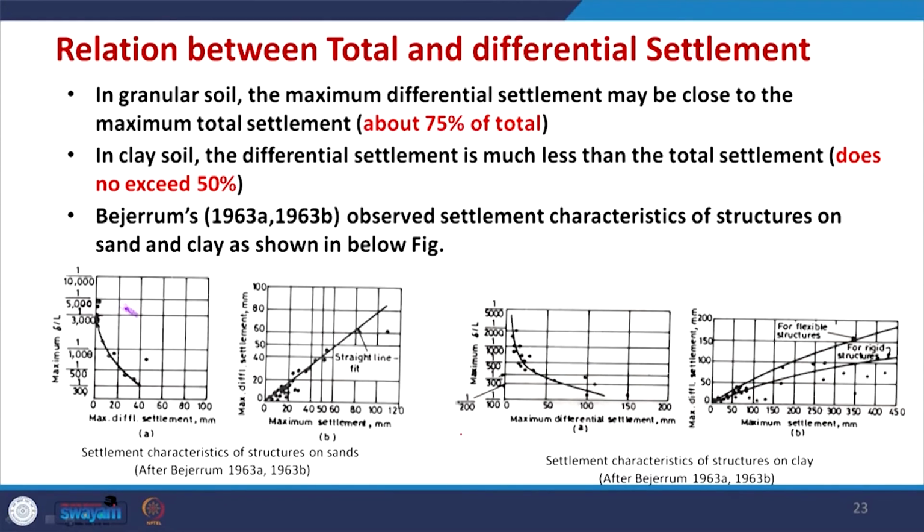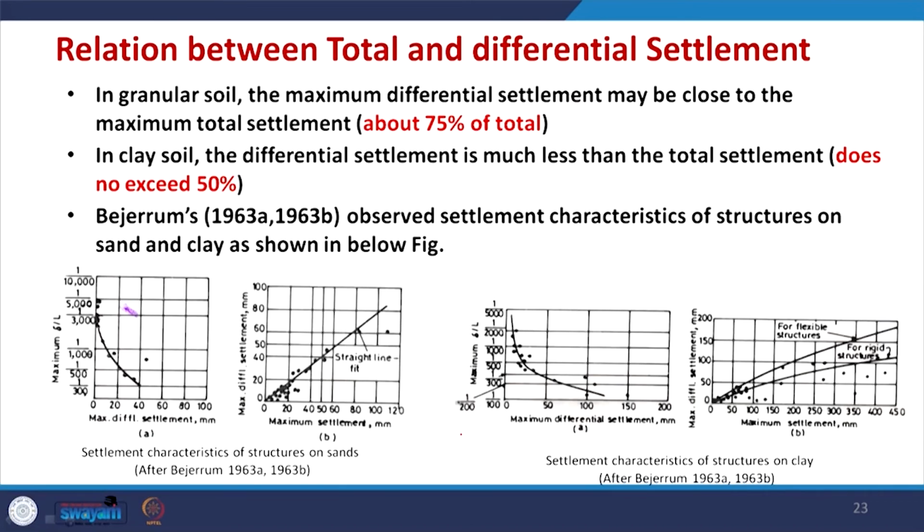Bjerrum's research in 1963 observed the settlement characteristics of structures on sand as well as clay. If you see in this figure, the first A and B parts are for the sands, and the other A and B are for the clay. The A part gives the relation between angular distortion versus maximum differential settlement, and B gives maximum differential settlement versus maximum settlement.